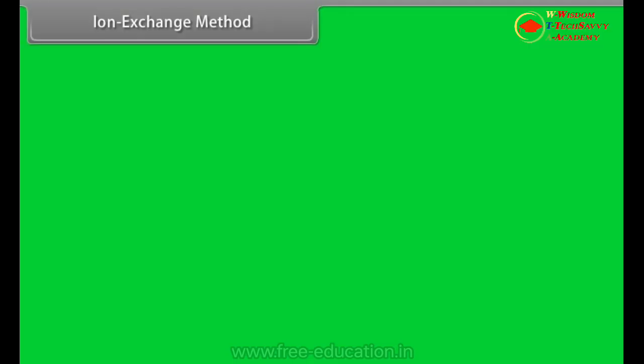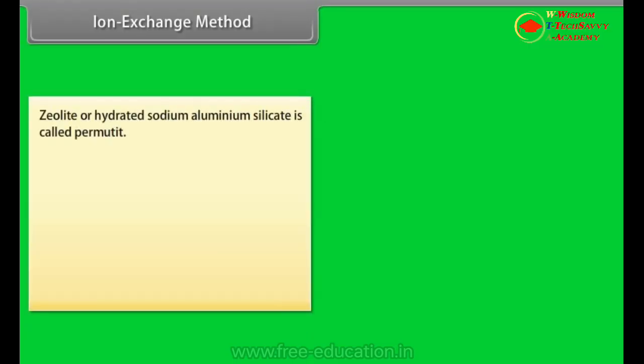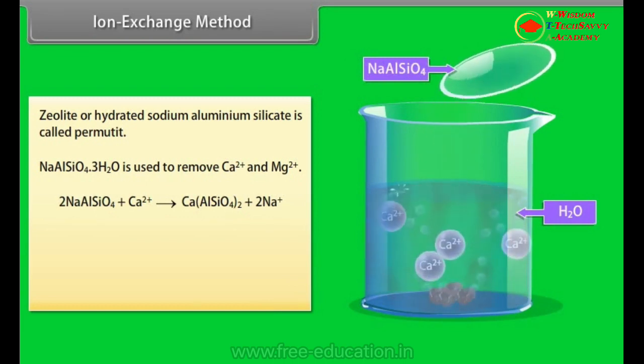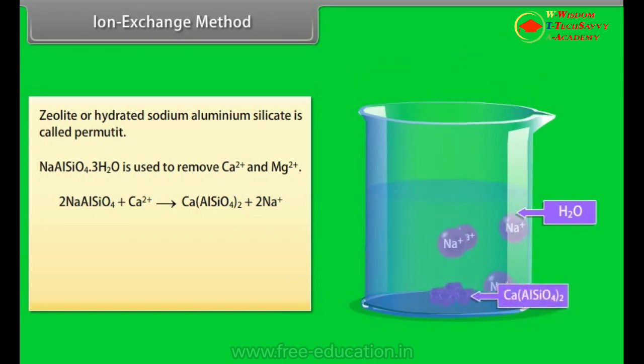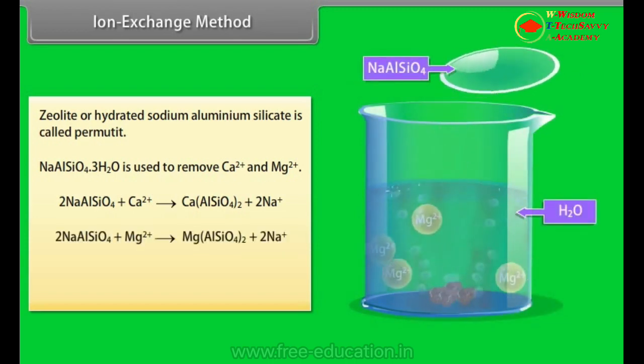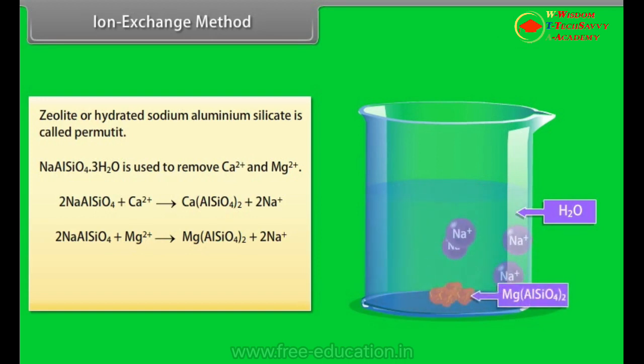Ion exchange method. Zeolite or hydrated sodium aluminium silicate is called permutit. NaAlSiO4·3H2O is used to remove Ca2+ and Mg2+. The zeolite can be regenerated by treatment with NaCl solution.